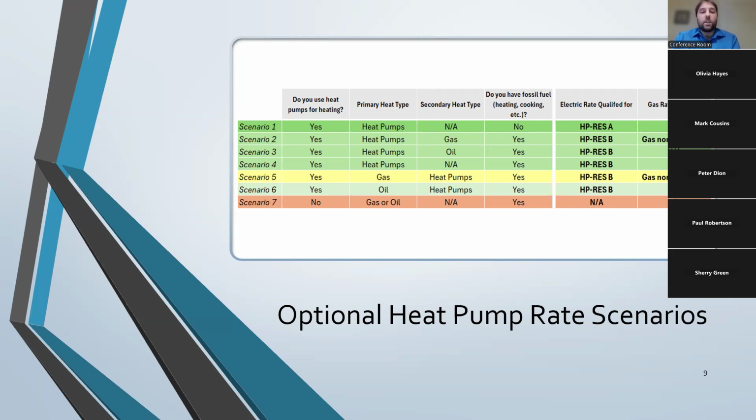So it would be scenario four maybe that you'd be referring to there, which is: yes, I have a heat pump. Yes, it's my only heating source for heating, but my water heater is gas, and that's where you'd still be HP Res B. That's where the fourth scenario lines up: I don't have a secondary heat source. However, I do have a gas stove or I do have a gas water heater. And that's where that would end up.